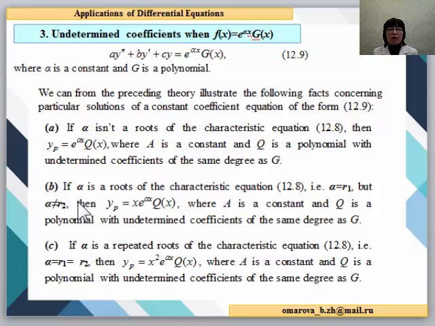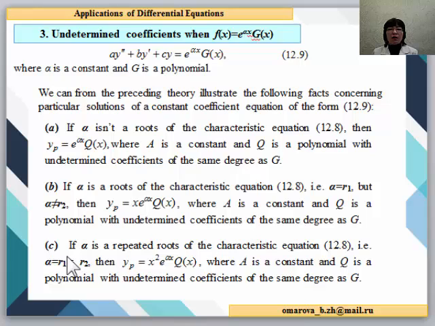Part B, if alpha is a root of the characteristic equation 12.8, then alpha is equal to r sub 1 but alpha doesn't equal r sub 2. Then we will look for a particular solution of the form where a is a constant and q is a polynomial with indeterminate coefficients of the same degree as g.